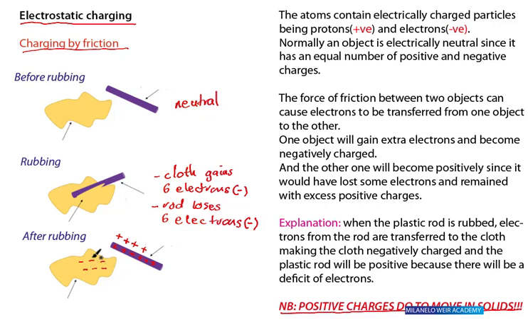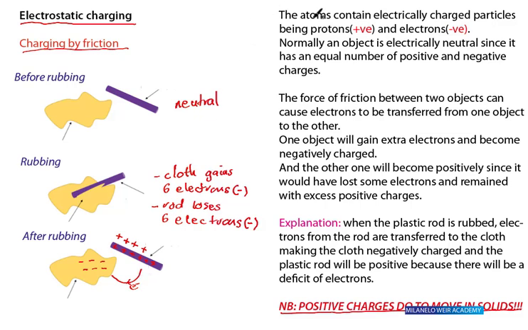6 more. 6 more what? Electrons. While the rod has 6 positive charges. Then the electron. Why? Because it lost electrons. It is always electrons moving. So it is always what? Electrons moving. Positive charges do not move.